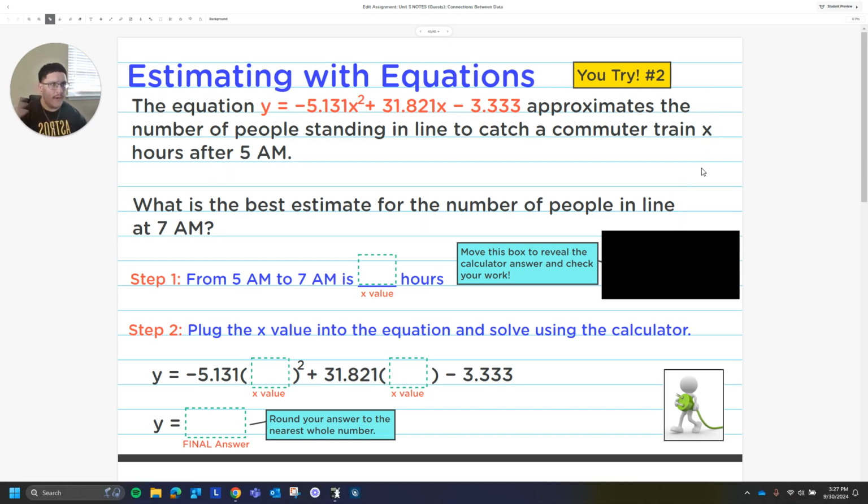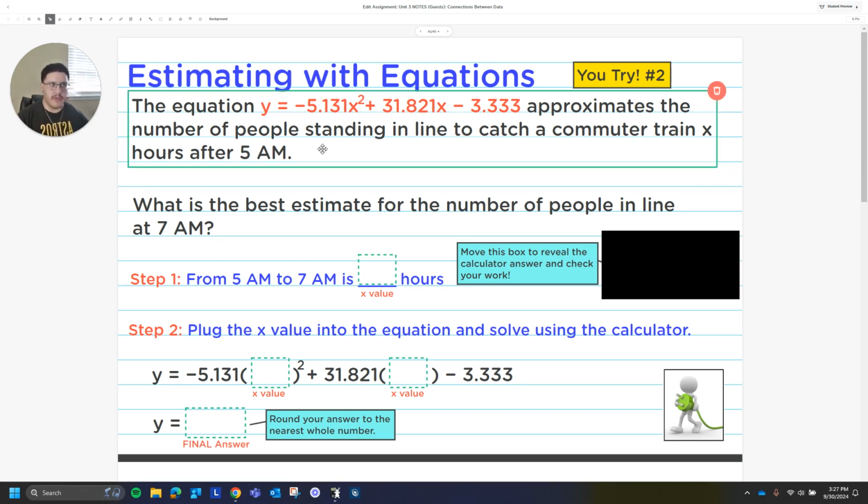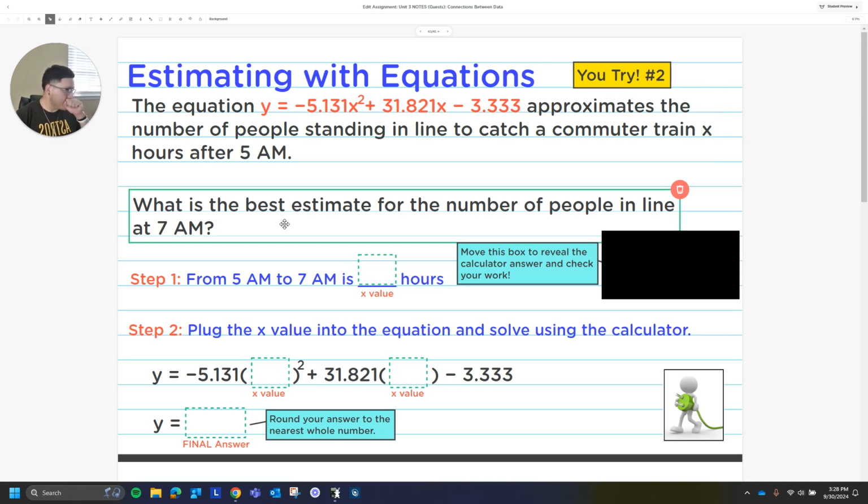Here are some problems that involve using set equations, quadratic and/or exponential, to predict certain things regarding that data set. So in this, you try. The equation y equals negative 5.131x squared plus 31.821x minus 3.333 approximates the number of people standing in line to catch a commuter train x hours after 5 a.m. What is the best estimate for the number of people in line at 7 a.m.?